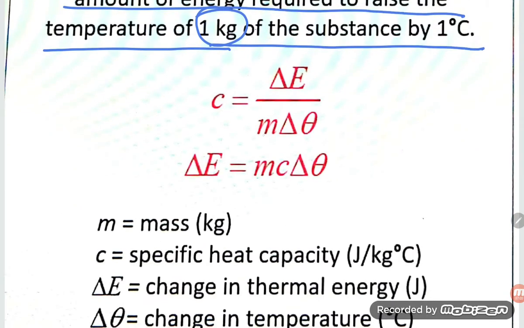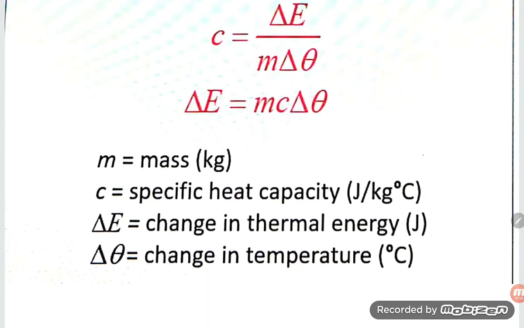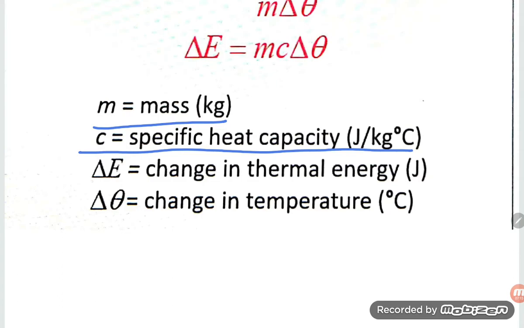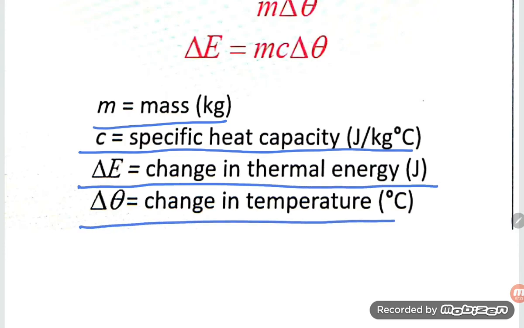It can be 1 gram also, students, but only the unit will change. So C is equal to ΔE upon mΔθ, so ΔE is equal to mcΔθ. M is the mass, C is the specific heat capacity in joule per kg per Celsius, and ΔE is the change in thermal energy in J, Δθ is the change in temperature.